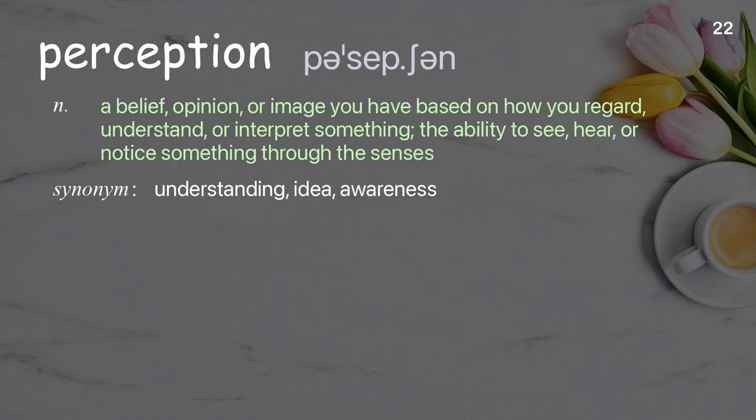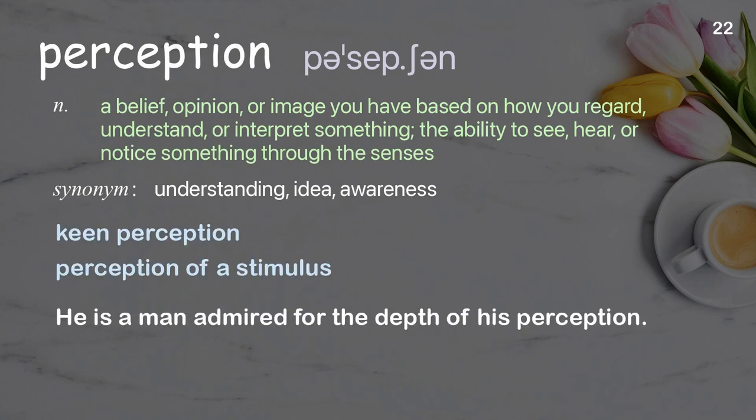Perception: a belief, opinion, or image you have based on how you regard, understand, or interpret something; the ability to see, hear, or notice something through the senses. Examples: keen perception, perception of a stimulus. He is a man admired for the depth of his perception.